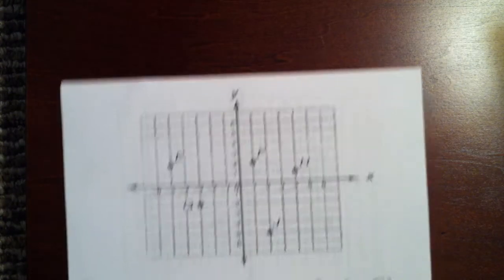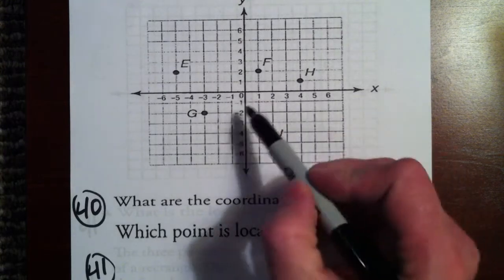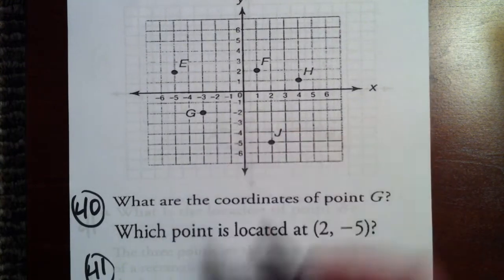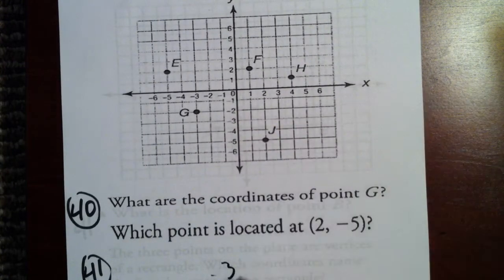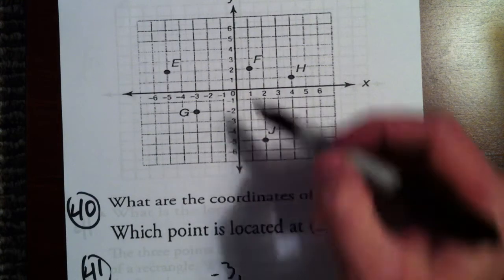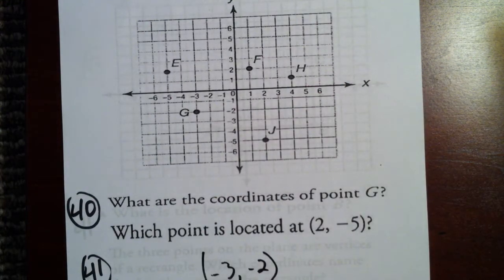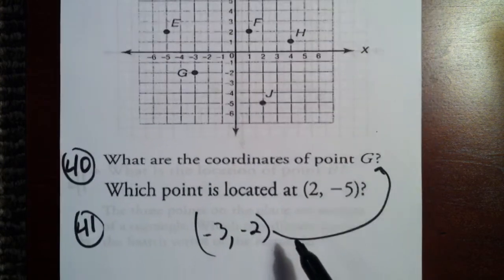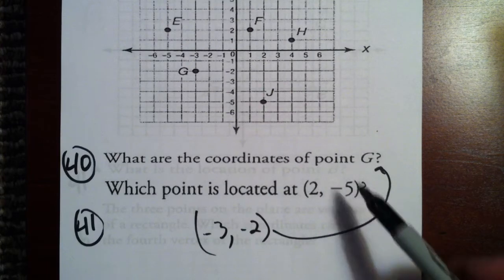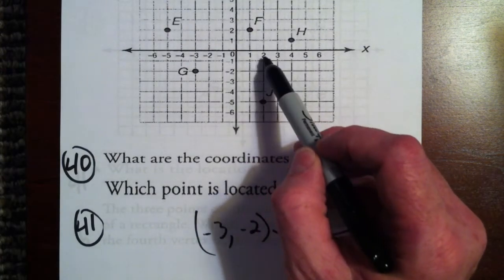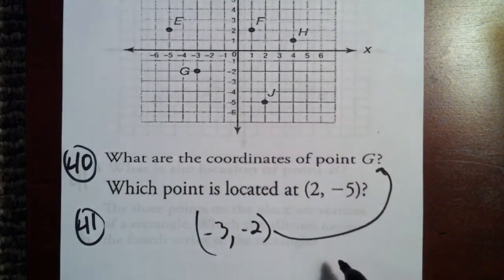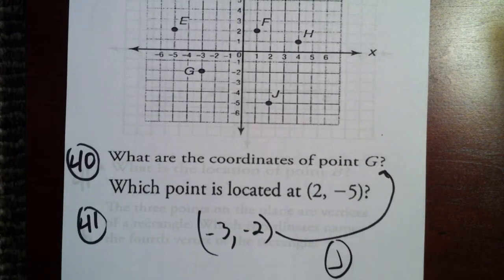What are the coordinate points for G? Well, let's take a look at G. G is negative 3 on the x-axis, so we say negative 3, and remember x comes first because x is first in the alphabet. Then on the y-axis we are negative 2. So that is for point G. What point is located at 2, negative 5? So we go 1, 2, 1, 2, 3, 4, 5. That is J.